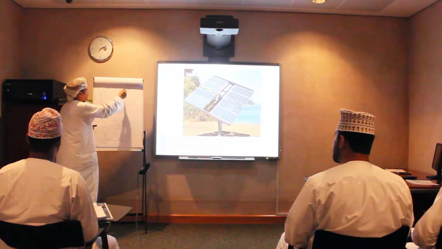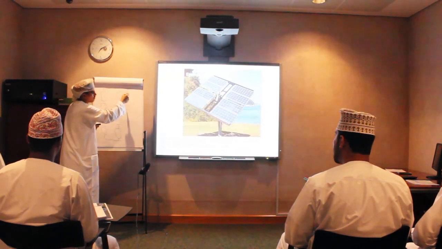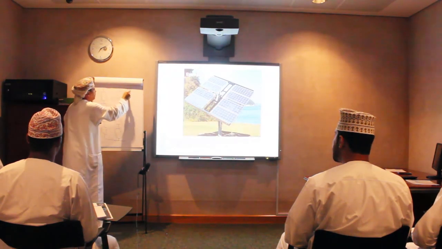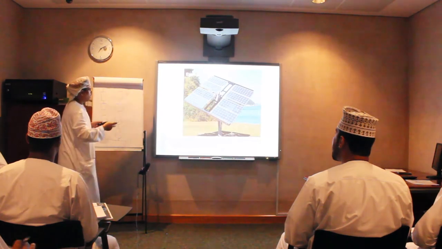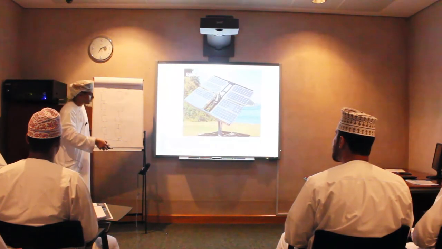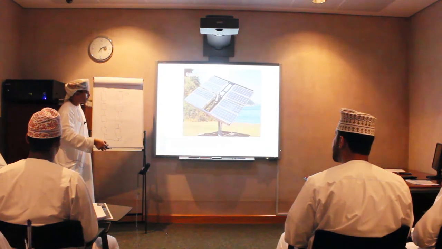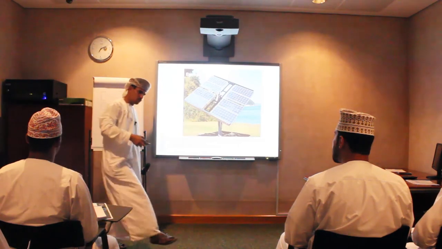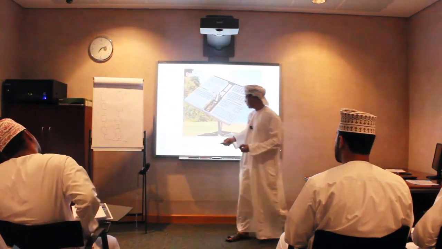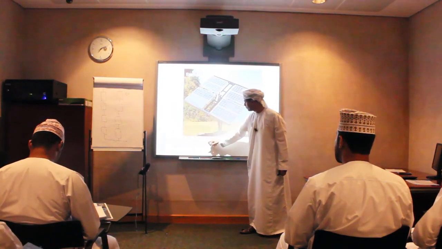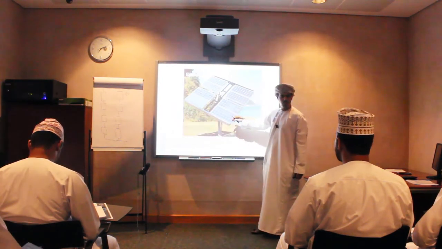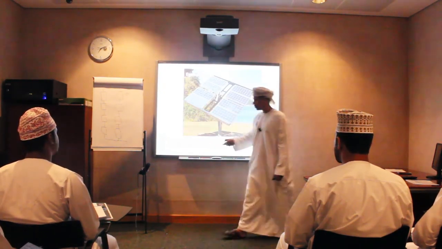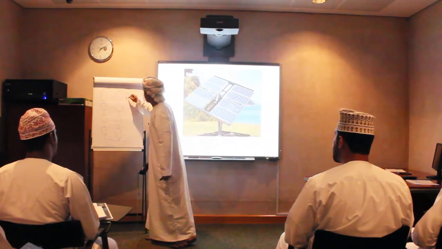Now, we have seen that each one is producing how many volts? The whole 18 volts, right? What's the wattage? Each cell is 2.5 watts, and we have 36 cells. So you multiply 2.5 by 36, and this will be 90 watts.